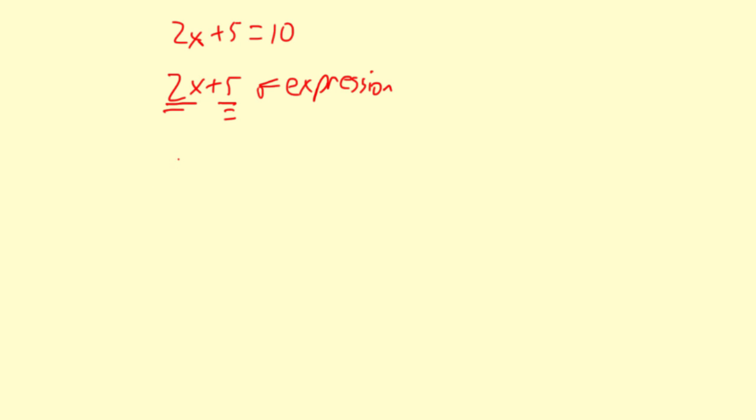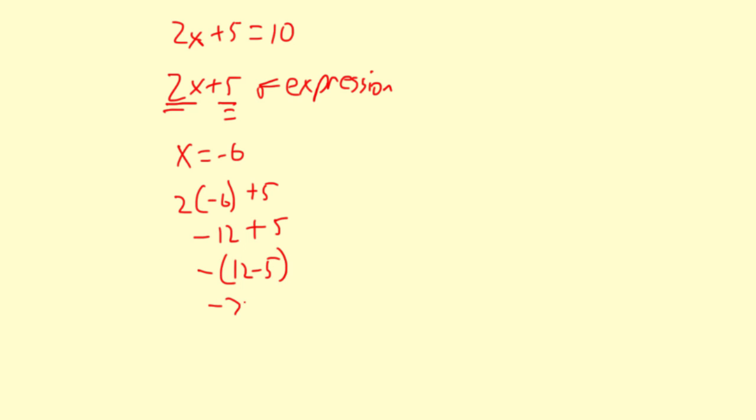So the other part here is evaluating expressions, and that way you can determine what the value of the expression is. So let's say you have x equals -6, and you want to evaluate 2x plus 5. What you do is you put the -6 in for the x, and then you just simplify. So order of operations, you multiply first. 2 times -6 is -12, and then plus 5. And then you can do your distributive property here, negative of 12 minus 5. So that's -7. Okay, so that's how you evaluate an expression.